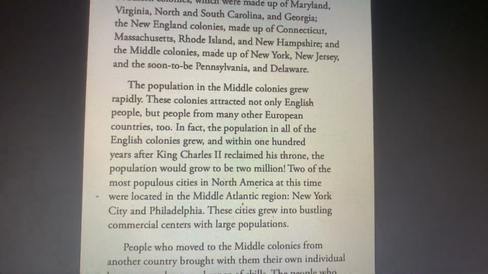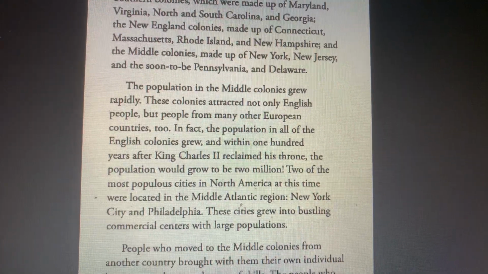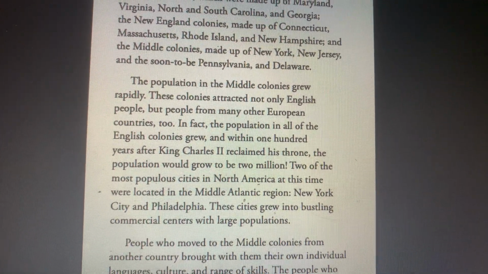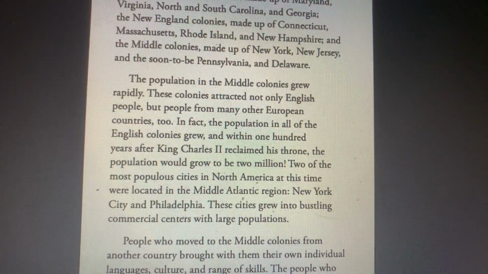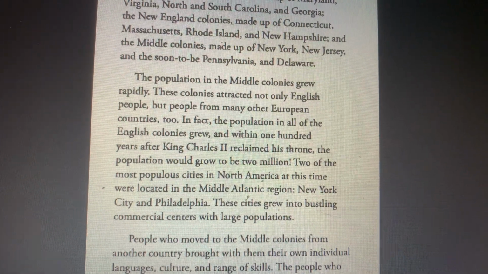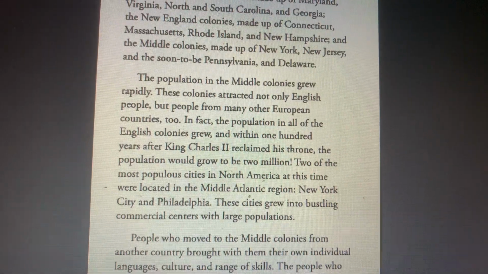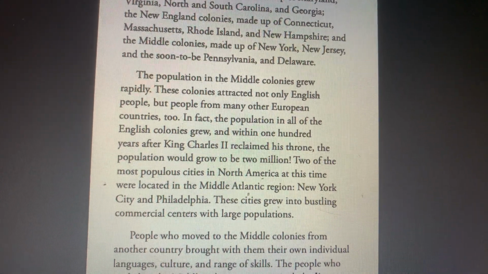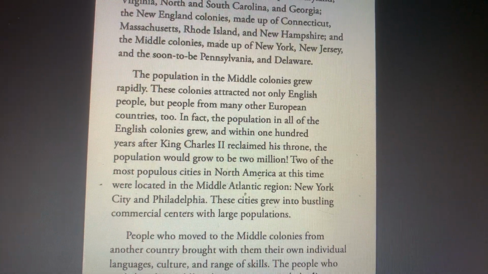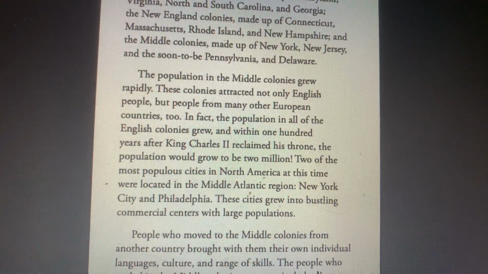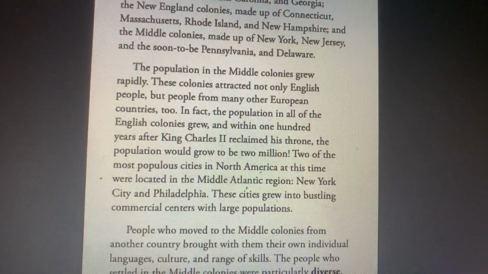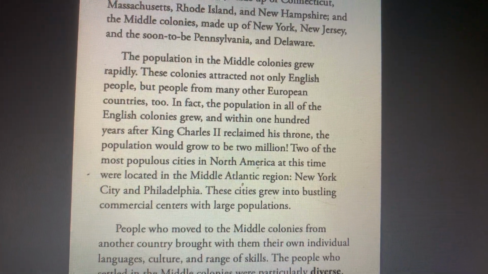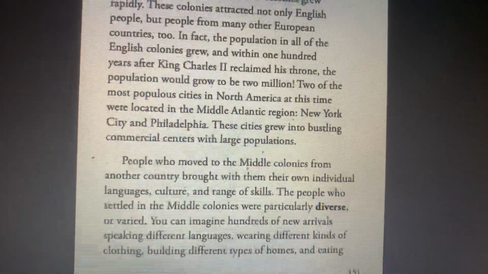The population in the Middle Colonies grew rapidly. These colonies attracted not only English people, but people from many other European countries too. In fact, the population in all of the English colonies grew, and within 100 years after King Charles II reclaimed his throne, the population would grow to be 2 million. Two of the most populous cities in North America at this time were located in the Middle Atlantic region: New York City and Philadelphia. These cities grew into bustling commercial centers with large populations.